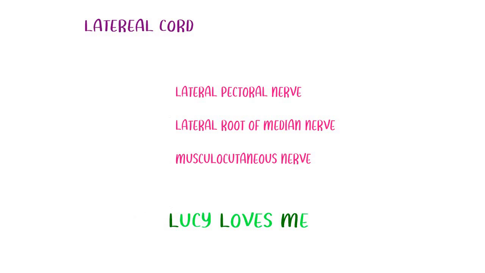The mnemonic to memorize these nerves is as follows. Lucy loves me. Here L is for the lateral pectoral nerve. This L over here is for the lateral root of the median nerve, and M stands for the musculocutaneous nerve.